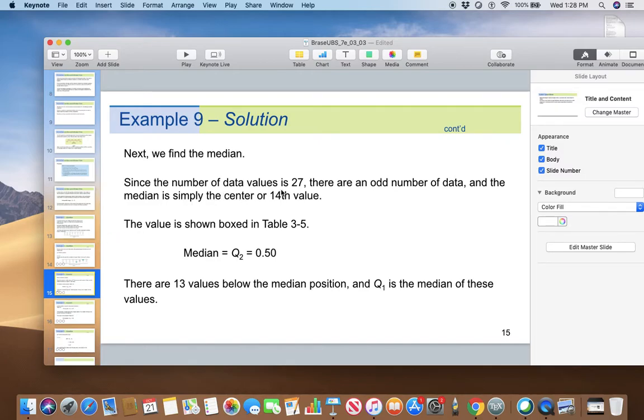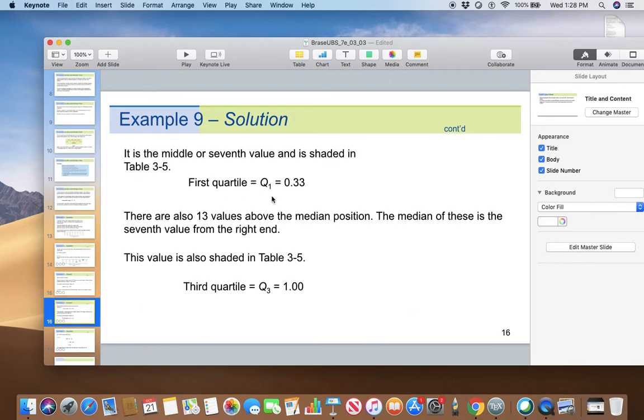So, since the number of data values is 27, there is an odd number, right? So, 27 means what? 13 on the left, 13 on the right, and the middle guy is Q2, the median. So, Q2 is the 14th value. It is 50 cents. 13 values on the left. So, Q1 is the median of those 13 values. So that is Q1 we found out. Likewise, 13 values above, Q3 comes to $1.